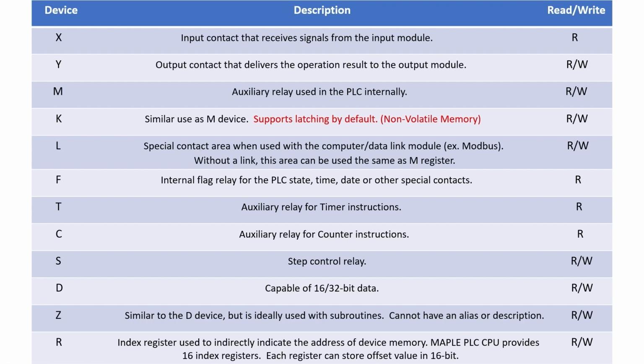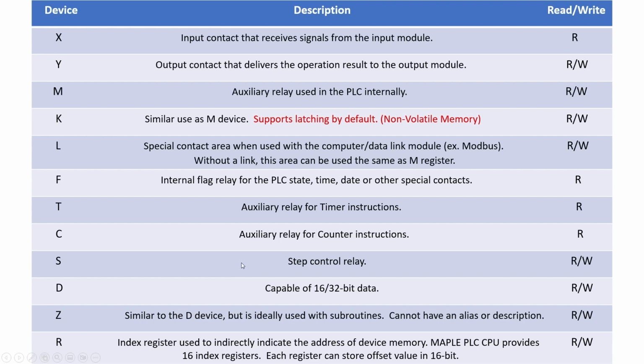For example, you can use it for Modbus. The F registers, this is read only. It's for internal flags. So it's an internal flag relay for the PLC state, time, date, or other special contacts. It's off at the first scan, and for example, it's the always on bit. T registers for timers, auxiliary relay for timer instructions. C is for counters, auxiliary relay for counter instructions.